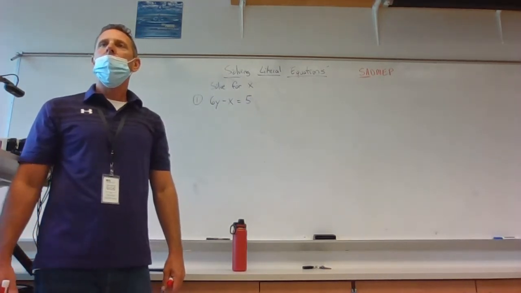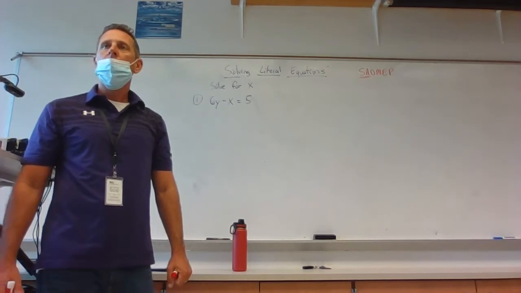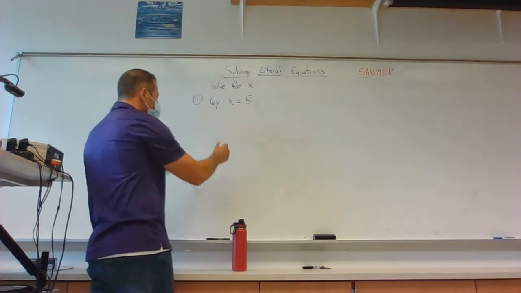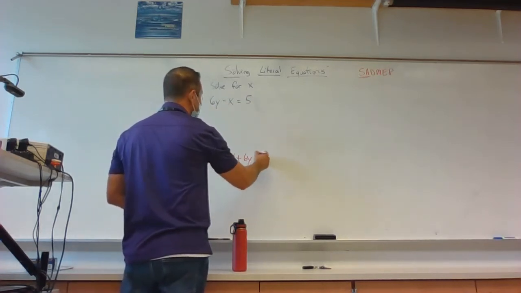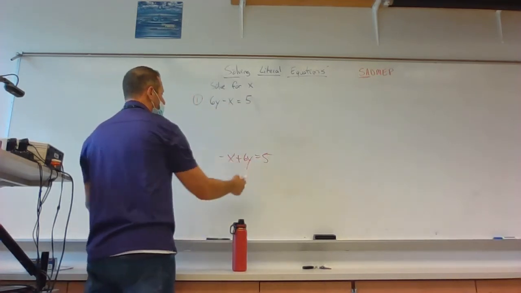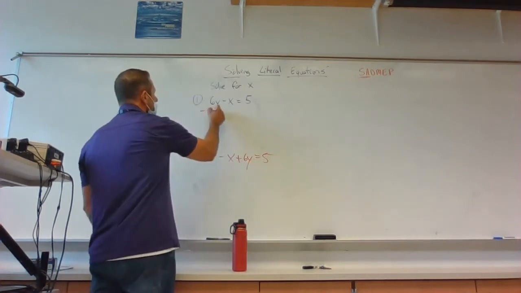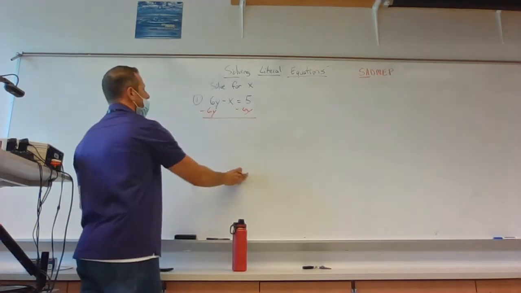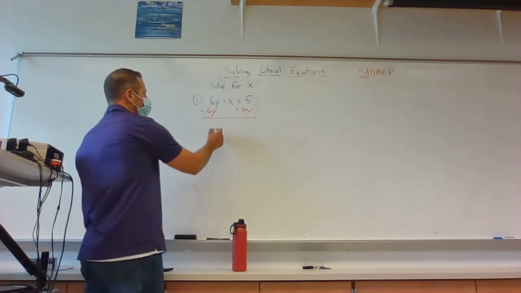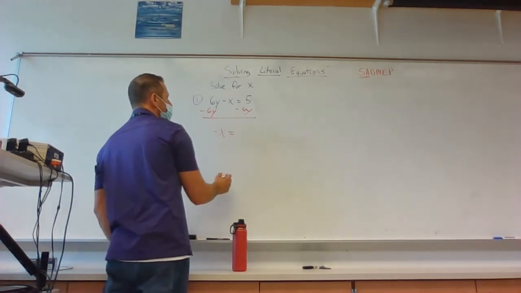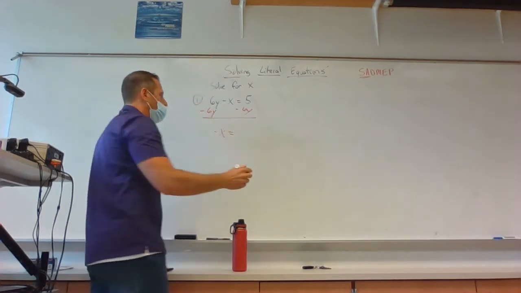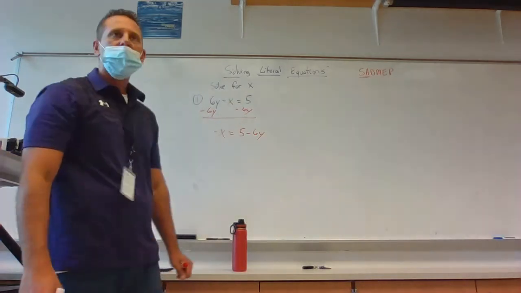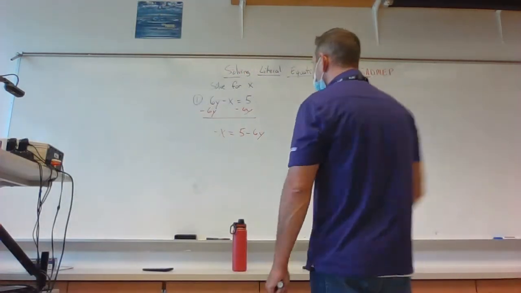Sebastian? Subtract 6y. Yeah, that 6y gets moved over. We just showed you it was -x plus 6y equals 5. If it's a plus 6y, how do we get it to the other side? You subtract 6y from both sides. So now we're left with -x equals, we can either write 5 minus 6y, or we can write -6y plus 5.